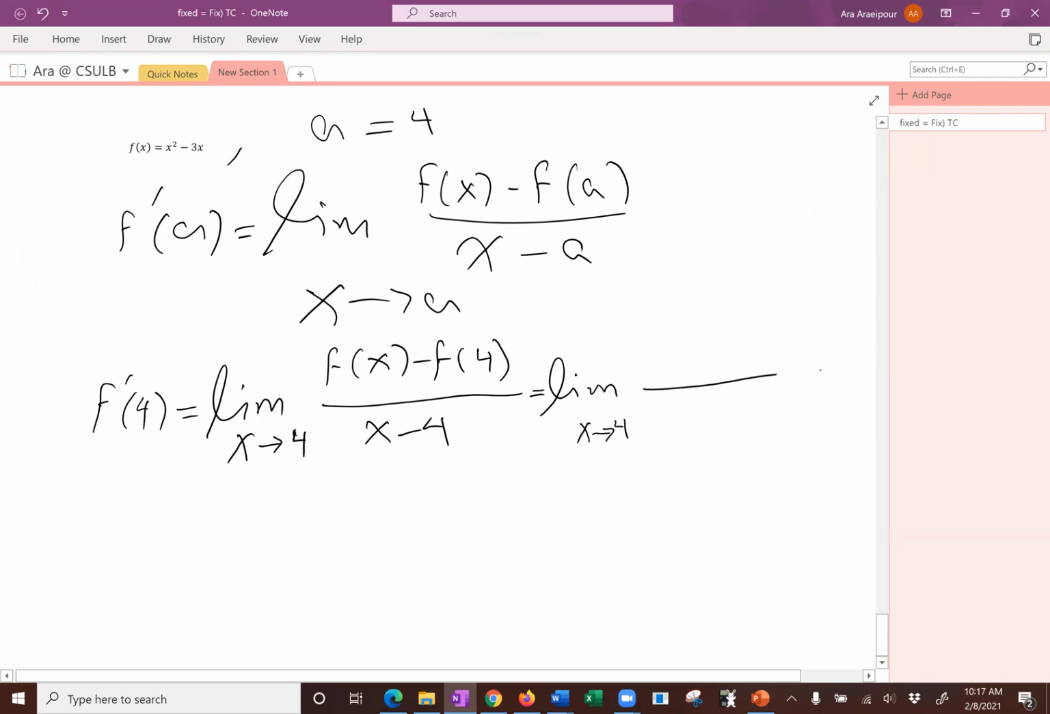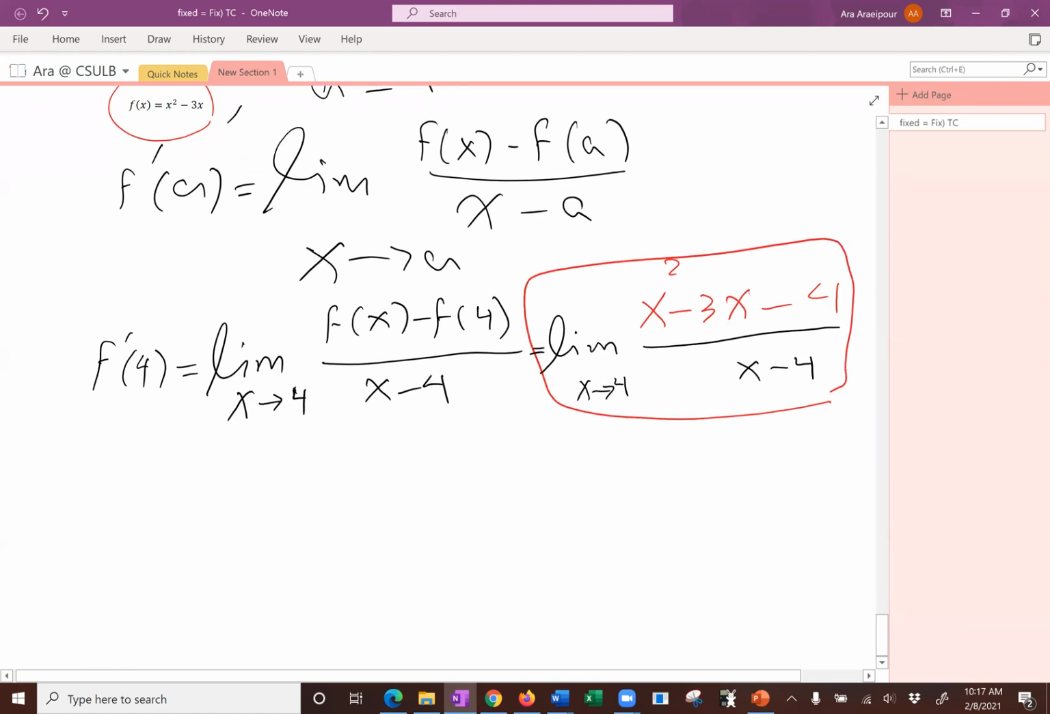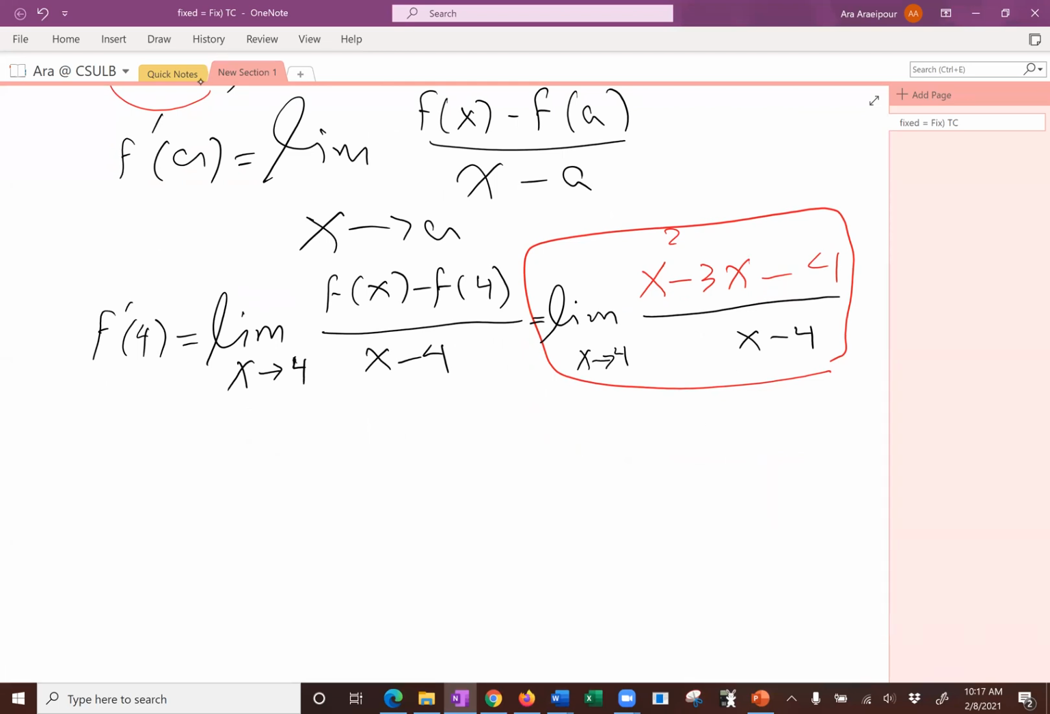as x approaches 4. Let's see what happens to the numerator. The numerator is f of x, so what I'm going to do, I'm going to use a different color, f of x, x squared minus 3x. And then f of a, I hope you remember we did f of a already, and it's minus 4. Now I'm going to factor the numerator.